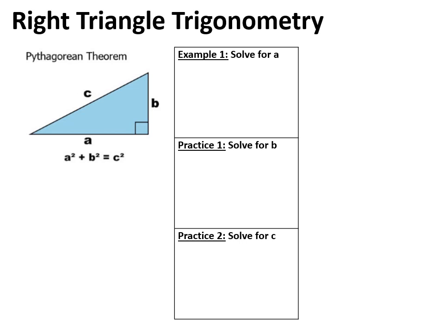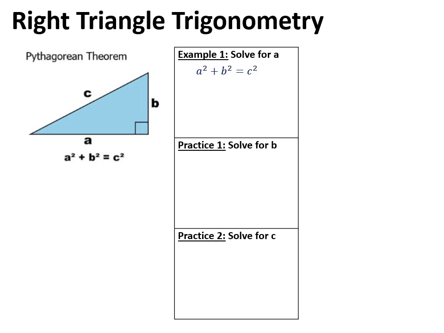Working with right triangle trigonometry, we also need to remember the Pythagorean theorem. If you have a right triangle and you take the legs and square them, a squared plus b squared, add them together, you will equal the hypotenuse squared, which is c squared. You've got to be able to solve for all the different letters in the formula, so let's practice.